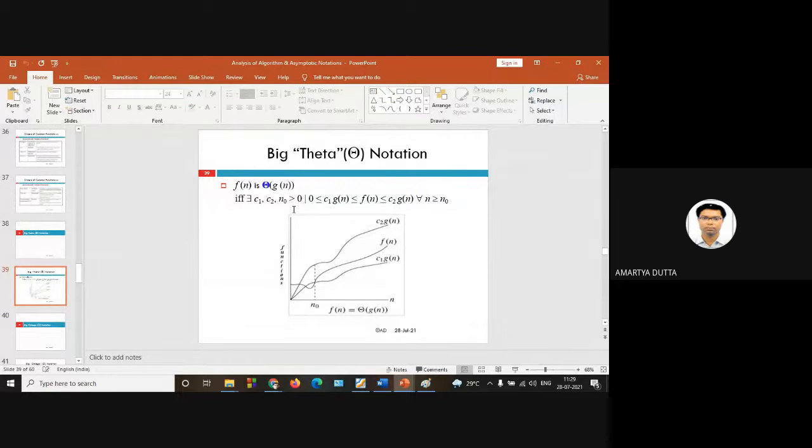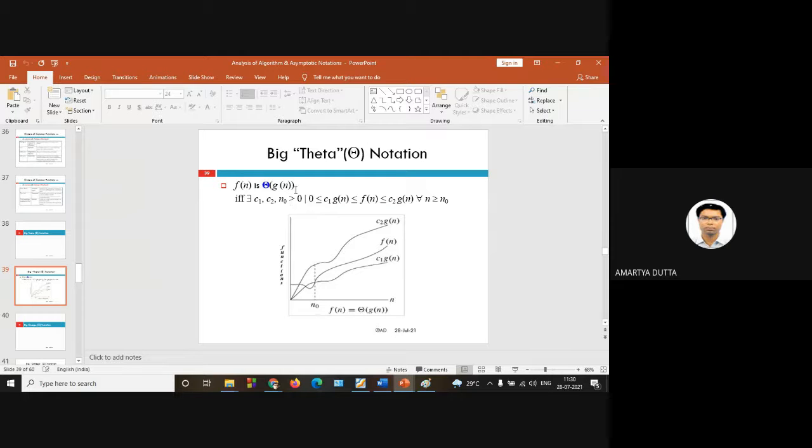So what is big theta? What do you mean by big theta? Big theta is when two functions Gn and Fn are given, and there exist C1 and C2 and n0 greater than 0, such that C1 times Gn is less than or equal to Fn, and at the same time Fn is less than or equal to C2 times Gn. Then we can say that Fn lies in between C1 Gn and C2 Gn.